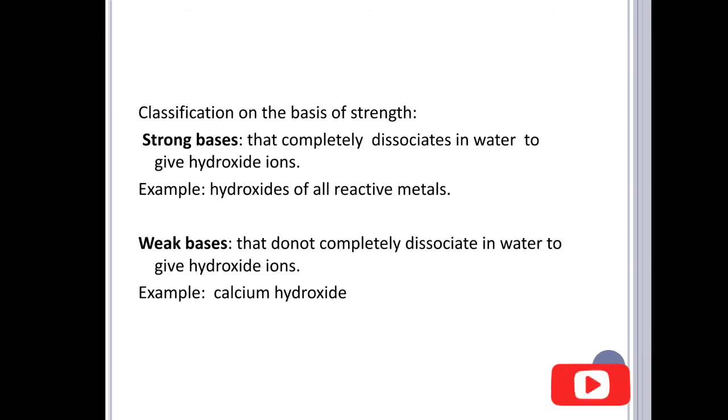Next, on the basis of strength, bases are of two types. One is strong bases. Strong bases completely dissociate in water to give the hydroxide ion. An example is the hydroxides of all reactive metals. And weak bases are those that do not completely dissociate in water to give the hydroxide ion. An example is calcium hydroxide.